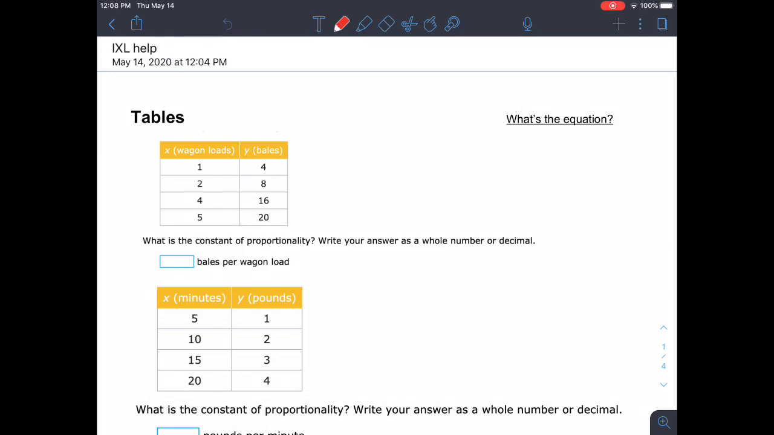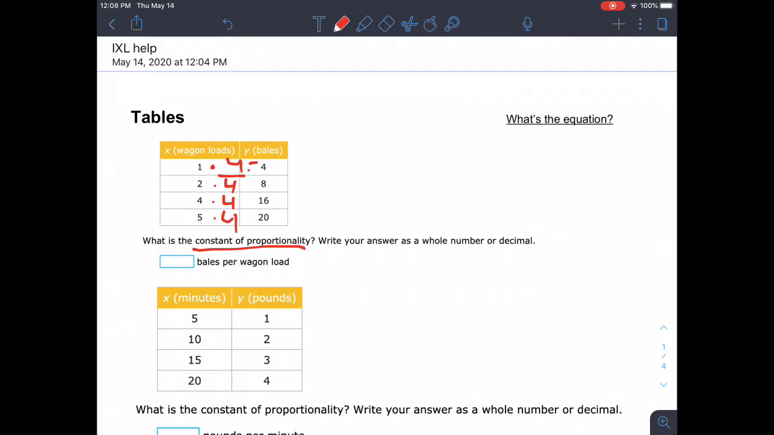So some of the sections have to do with tables. I took some screenshots of the sections you need to do. And so I just want to look and identify a couple things. So first it's going to ask, what is the constant of proportionality? So remember, we just want to say, how do I multiply the left side to get the right? 1 times what is 4? Oh, it's 4. And 2 times 4 is 8. And 4 times 4 is 16. 5 times 4 is 20.